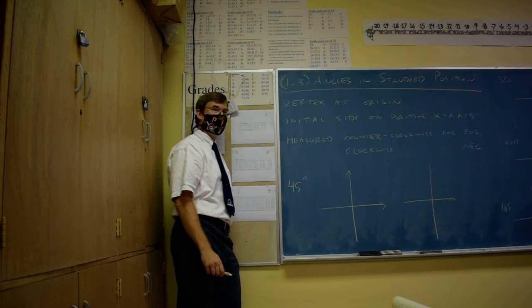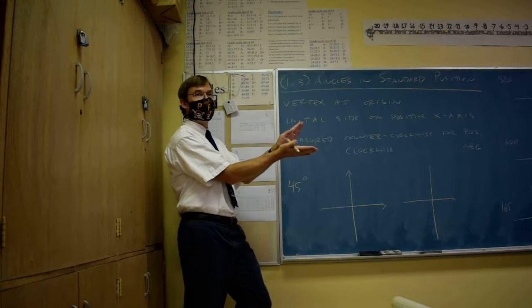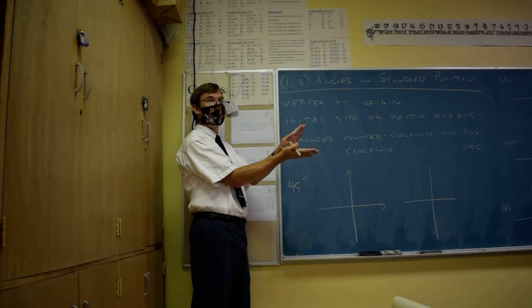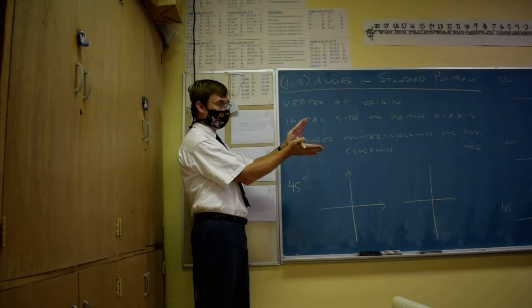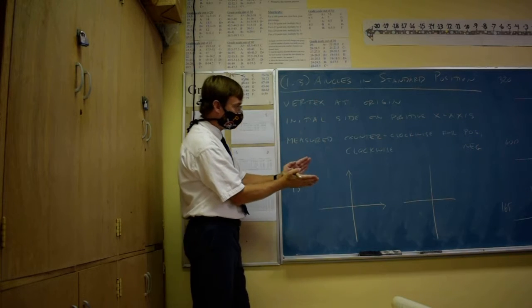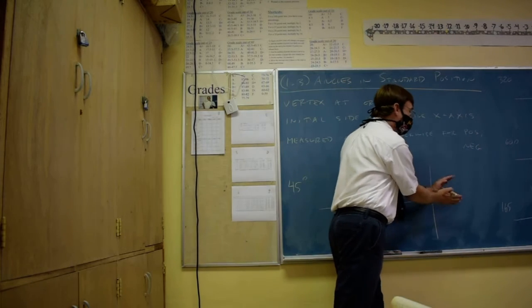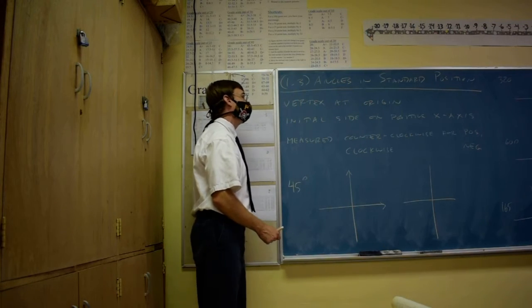On an angle, what's the vertex? Here's my hands making an angle. What's the vertex of the angle? Where the two rays connect. It's the point where the two rays meet, right there. So when we draw these angles, we want them positioned in such a way that the vertex is always on the origin.